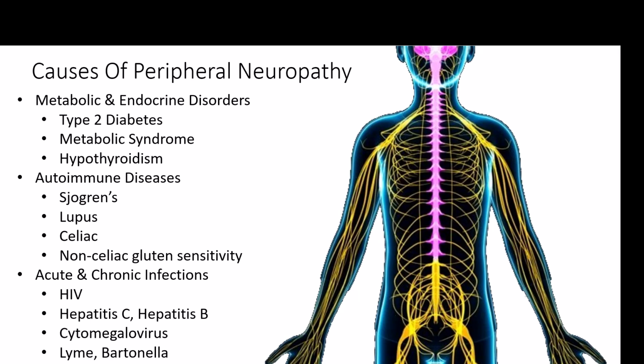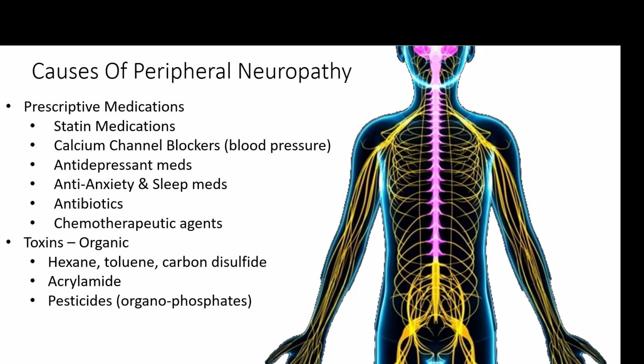So you have metabolic causes like type 2 diabetes and metabolic syndrome. Autoimmune disease can result in nerves being attacked by our immune system. Acute and/or chronic infections, even chronic stealth infections, can disrupt nerve function or cause nerves to be inflamed. Chronic infections can also trigger autoimmune attack of the nerves.